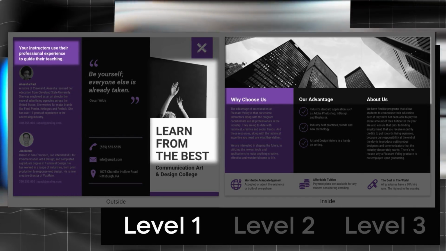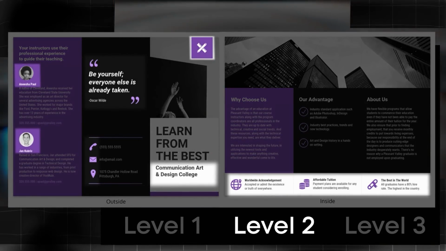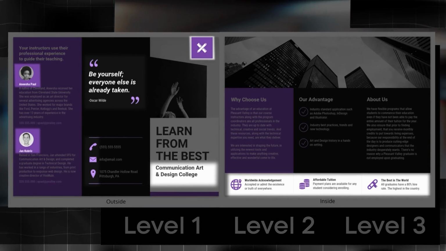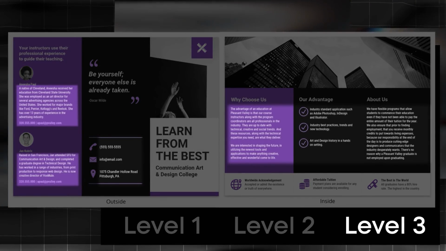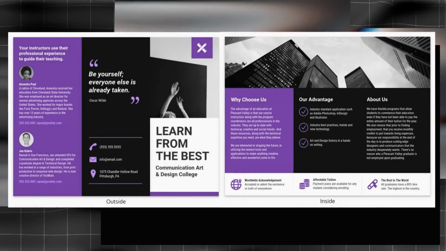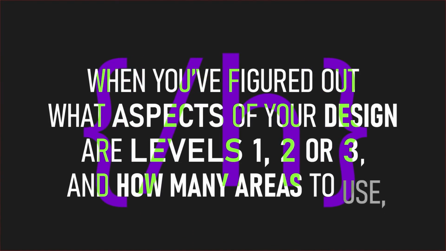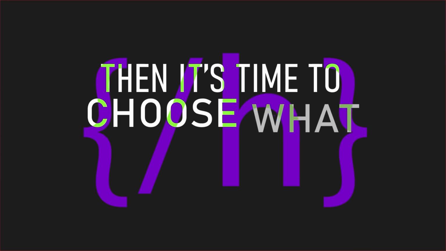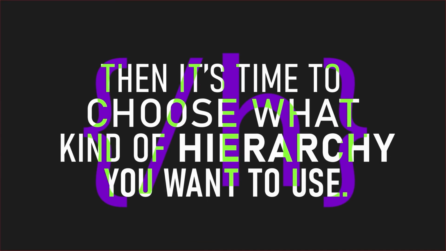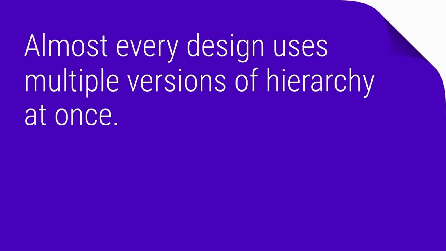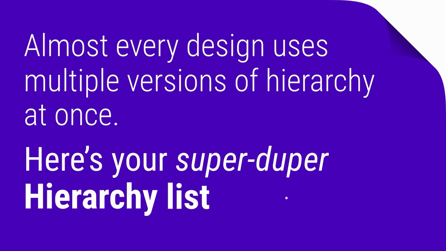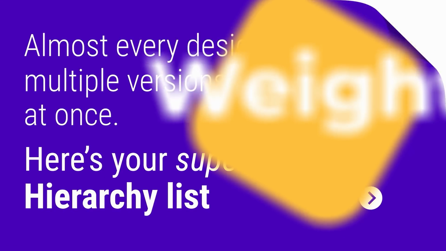Headings and main imagery being level 1, level 2 are subtitles and other graphics, and then 3 being the body text and small details. So when you've figured out what aspects of your design should be level 1, 2 or 3 hierarchy, and also when you've figured out how many areas you're going to use, possibly by using grids, it's then time to choose what kind of hierarchy you want to use. Almost every design uses multiple different versions of hierarchy all at once, and here is your super duper hierarchy list.